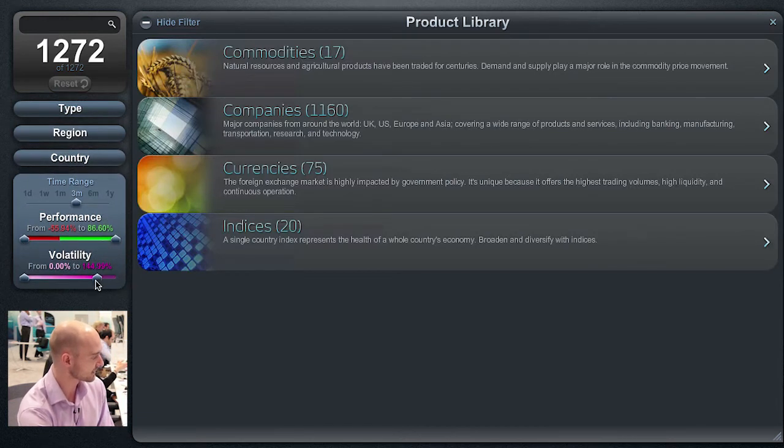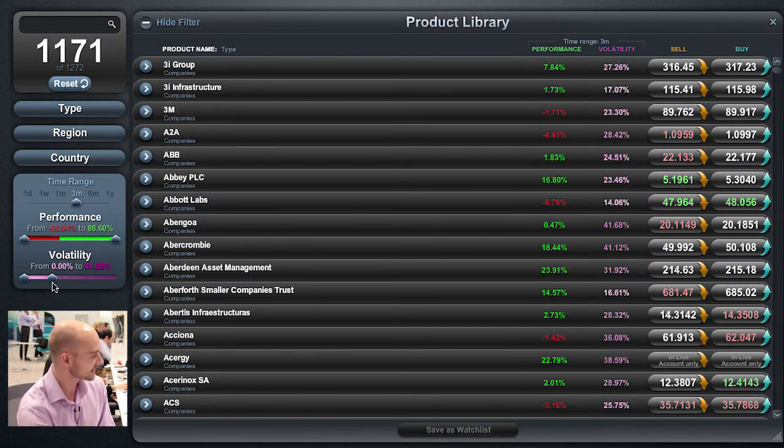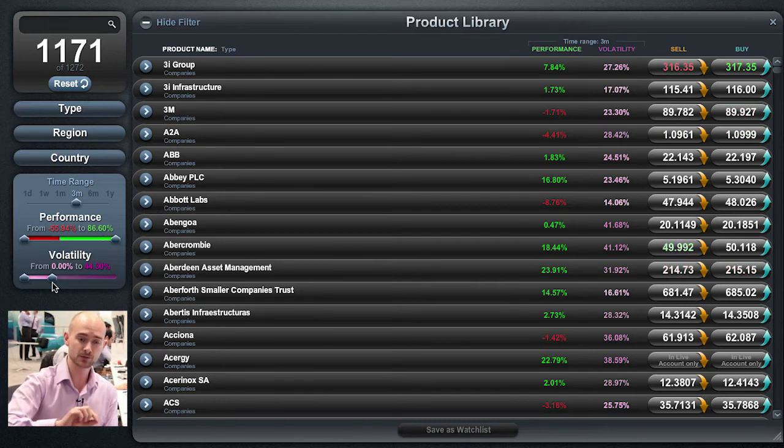So if I just bring this measure down a little bit, we can get a selection of a lot of firms that have volatility between 0 and 44%. As you can see, there are quite a few extra companies there with that lower volatility. And these are products that will be that little bit more stable and are perhaps that little bit more suitable for the longer term investor.